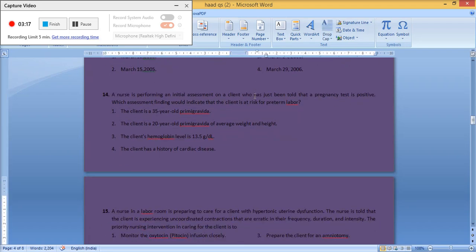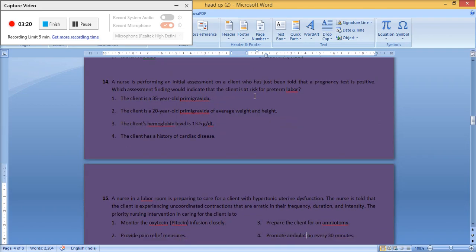14. A nurse is performing an initial assessment on a client who has just been told that the pregnancy test is positive. Which assessment finding would indicate that the client is at risk for preterm labor? 1. The client is a 35-year-old primigravida. 2. The client is a 20-year-old primigravida of average weight and height. 3. The client's hemoglobin level is 13.5 g per dL. 4. The client has a history of cardiac disease. The correct answer is 4. The client has a history of cardiac disease.